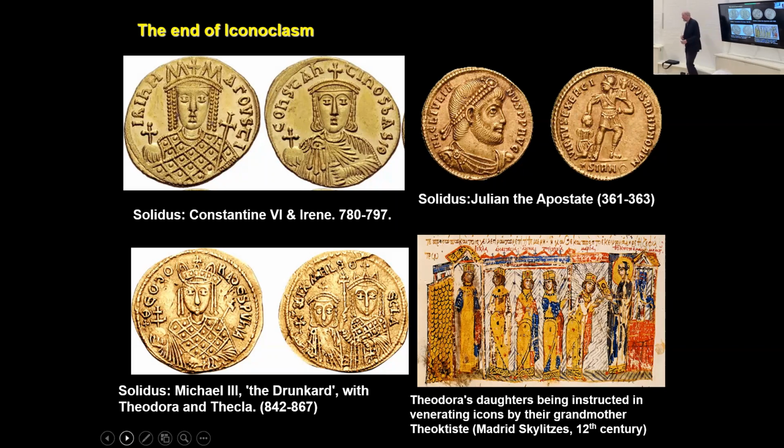And this one I like down here from the manuscript. Theodora had 7 children, 5 daughters and 2 sons. And these are the 5 daughters being instructed with an icon. It's the grandmother who's supposed to be instructing them. Looks a bit like the Virgin, but there they are, 5 daughters, quite a household.